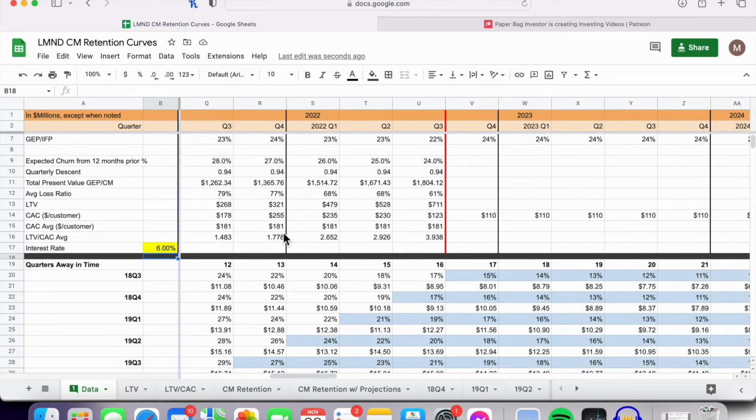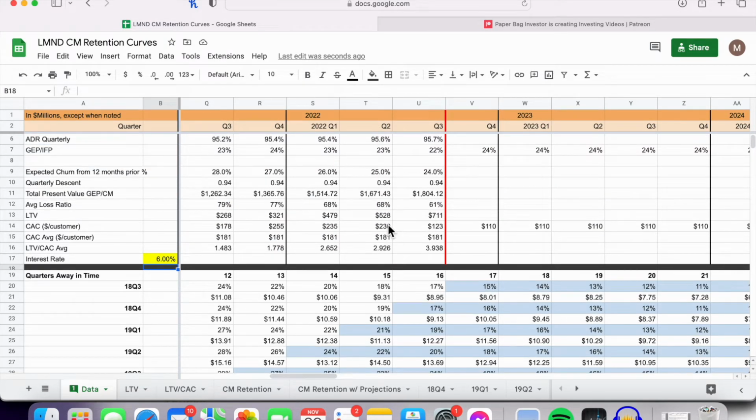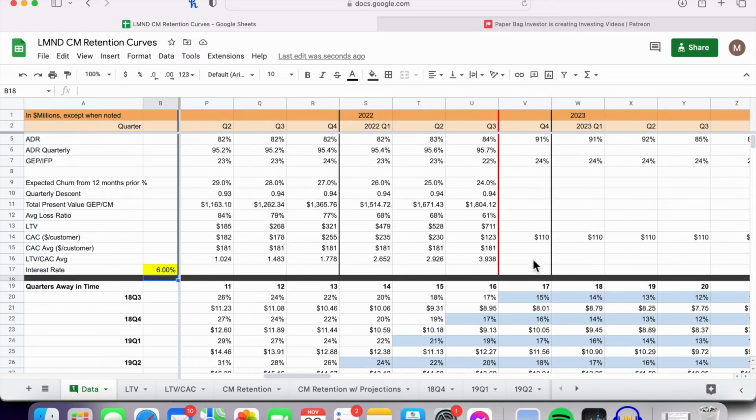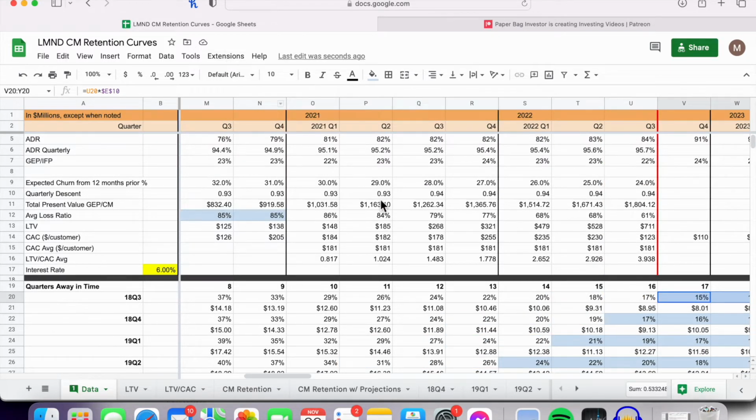But going forward, I also added a few more interesting things in. Before, I had a factor for after the projection of each curve, a factor of how that curve would diminish over time that you could adjust up here. But I changed that instead to the expected churn from 12 months prior, because that's a figure we can more relate to in what I've calculated in my LMND projection model.